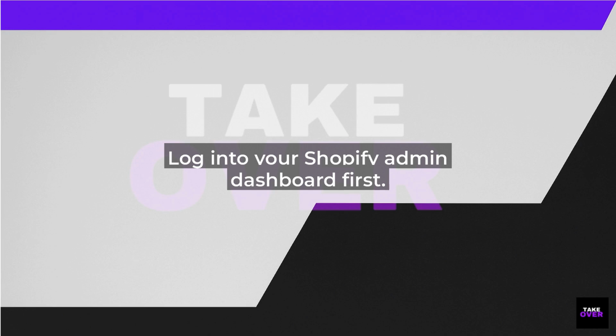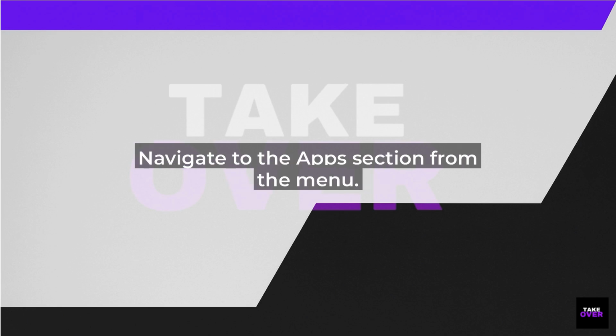First things first, make sure you're logged into your Shopify admin dashboard. This is where all the magic happens, so head over to shopify.com and sign in with your account credentials. Once you're in, navigate to the Apps section in the left-hand menu. This is your hub for all installed apps and their settings.